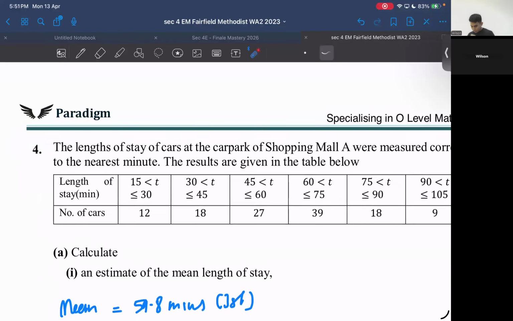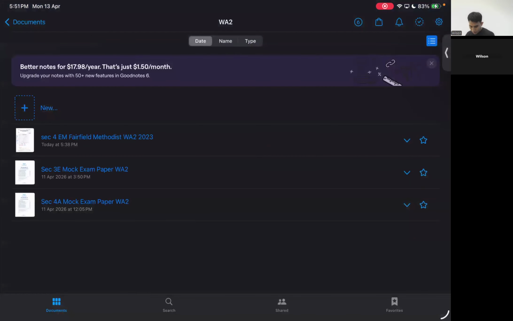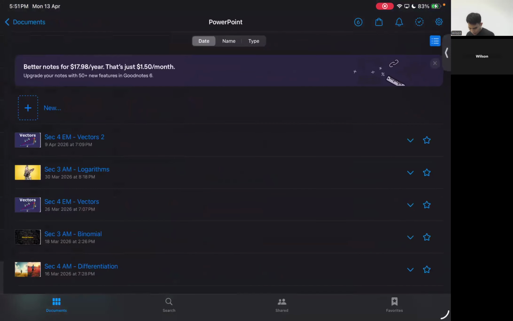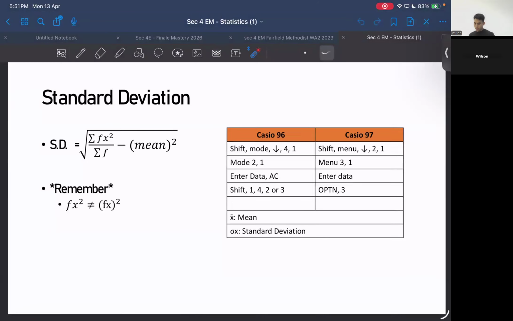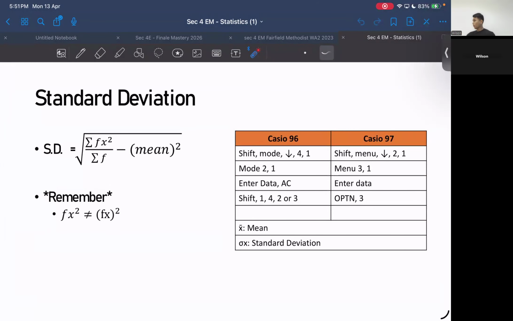Okay, so can everybody try question 4 by yourself? I hope you all still remember how to use your calculator to calculate your mean and your standard deviation. But if you forgot, it's okay. I have this for you. Can I give you all 8 minutes? Please go and finish up question 4 and let's see how well we fare for this question.